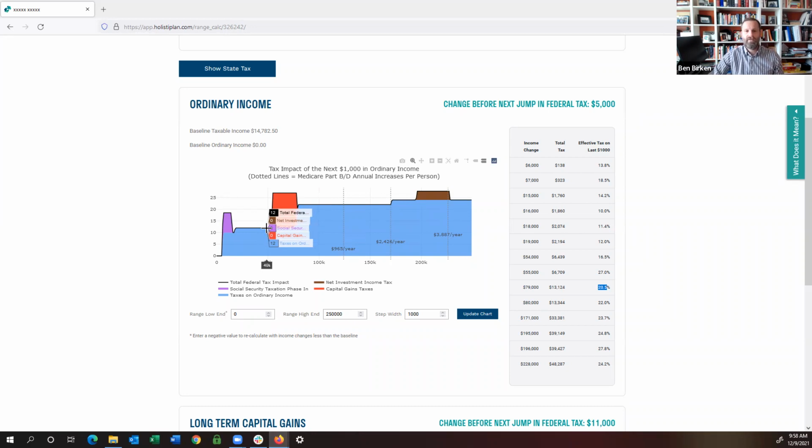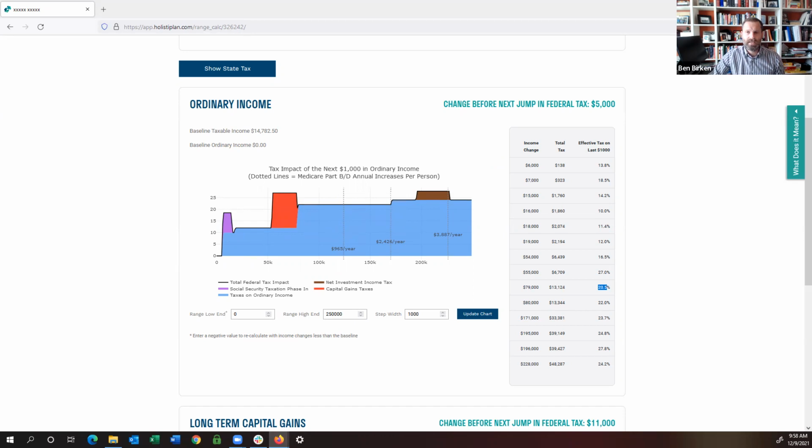We can't go over everything, but sometimes you'll see credits phasing in and phasing out. If there were child tax credits that phased in and out, you would see the beginning of a phase out range and the end of a phase out range. If there are ACA, so Obamacare credits, you'll see those phasing out too, as you add additional amounts of ordinary income or capital gains income to your picture. There are a lot of different colors that will show up here.